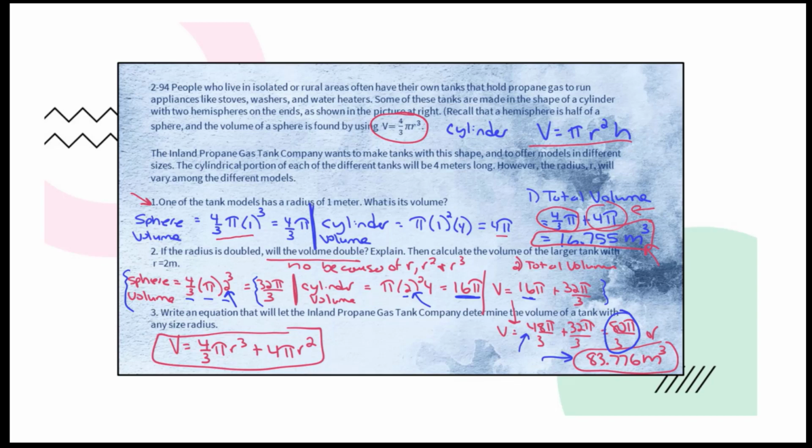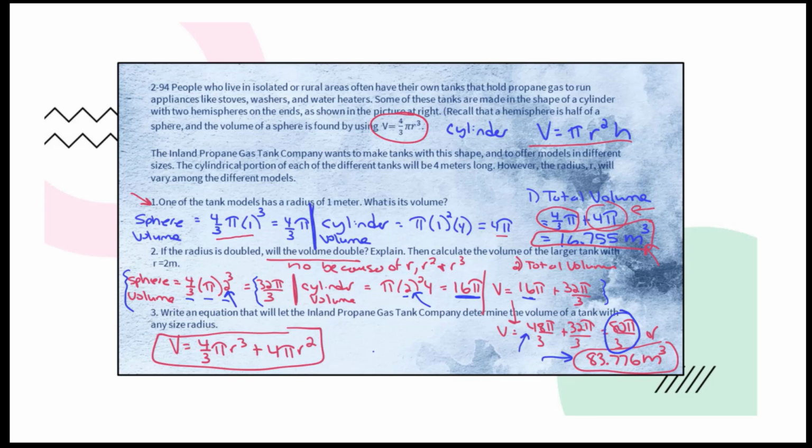Now, basically what we've come up with, because it says on part 3, what's the equation? Well, all the equation is calculating is the volume for the cylinder and the volume for a sphere. And they've given us the height of 4. So that's the only thing that's not changing because the radius is what's going to change based on the sizes of the propane tanks they have.